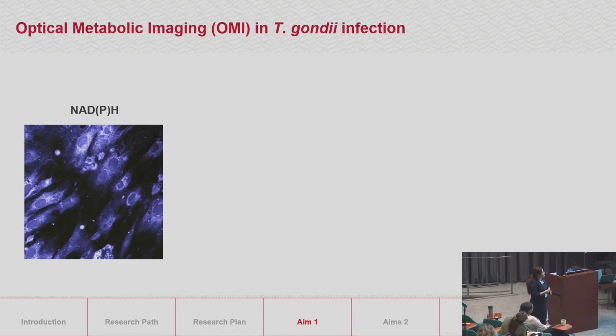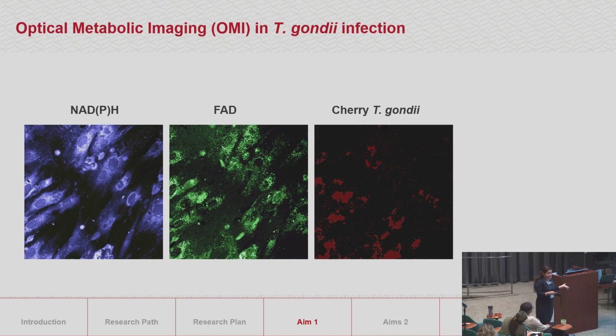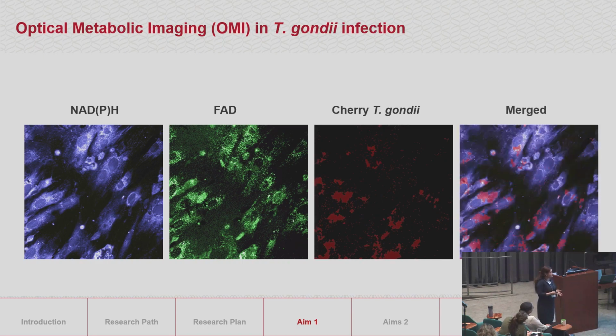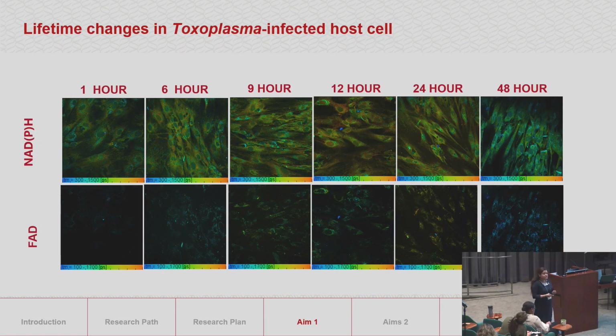So using optical metabolic imaging in Toxoplasma gondii infection, with the same field of cells, we can measure NADPH and FAD. I use a Cherry-expressing parasite to be able to distinguish between uninfected and infected cells. Using this approach, we found very important changes at the level of NADPH during 48 hours post-infection. These are infected cells, and in color we can see the fluctuations in NADPH. Also, we found fluctuation in FAD.